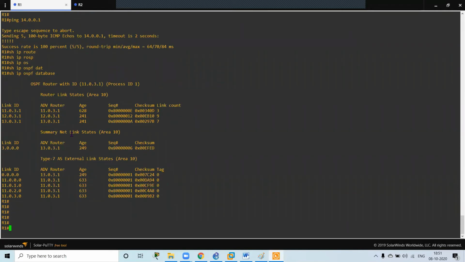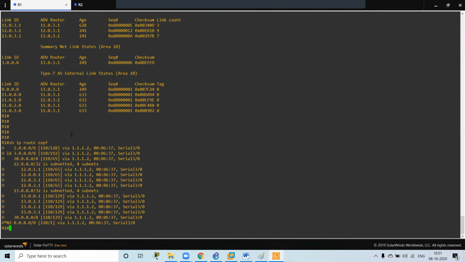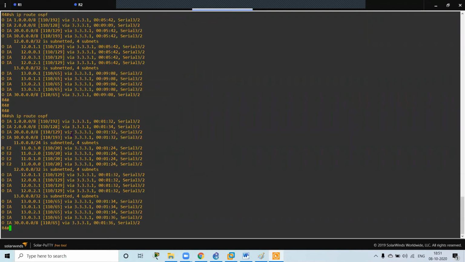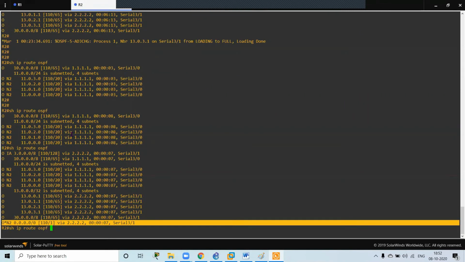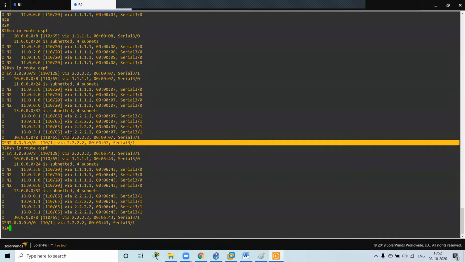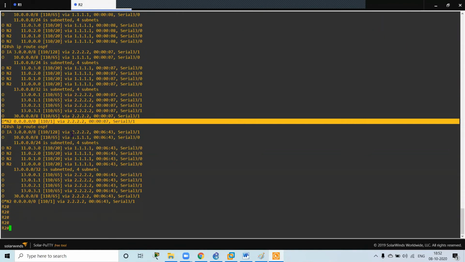Now still, if I see on R1, show IP route OSPF, I'm still getting O IA routes. On R2 also, if I check show IP route OSPF, I'm getting O IA routes. O IA routes are still there. So what do I need to do for these O IA routes?